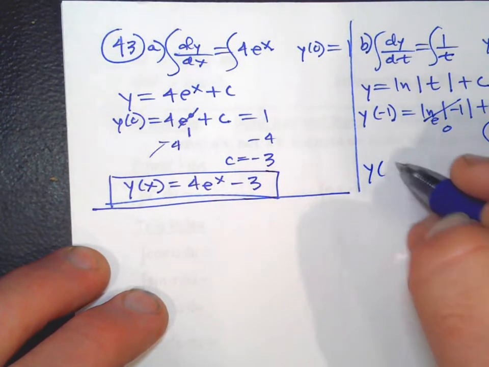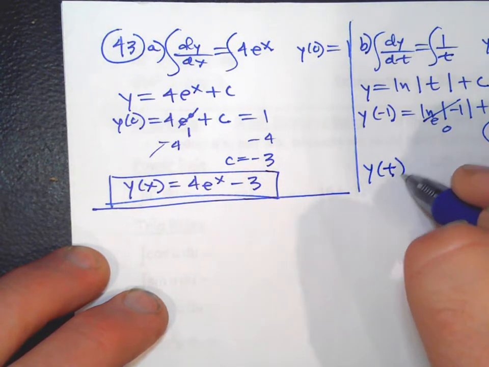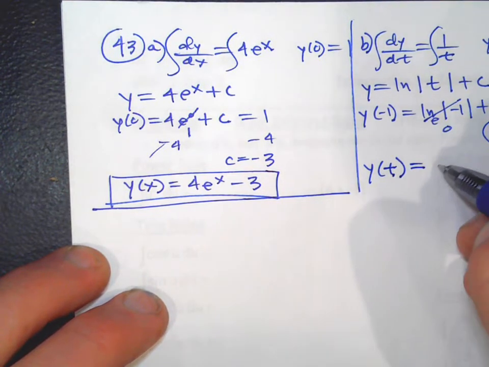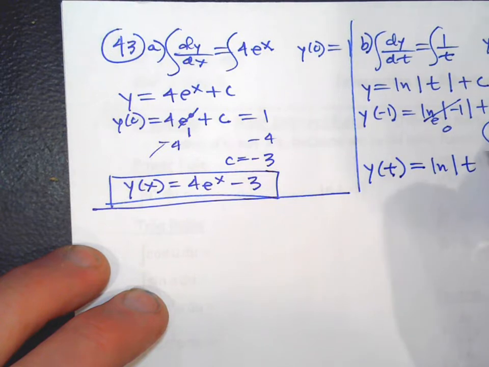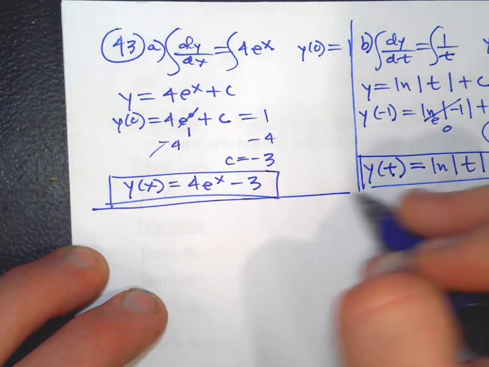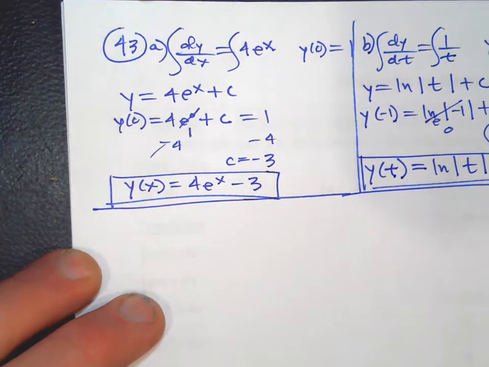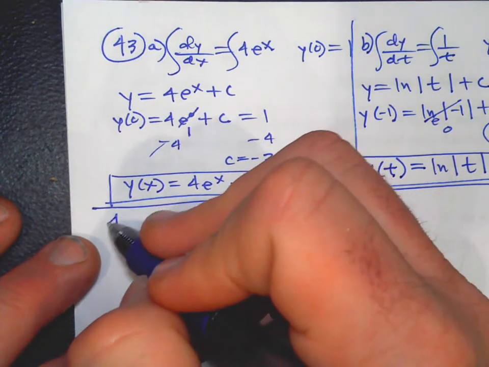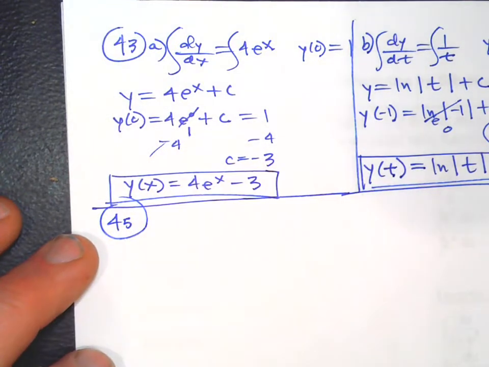So your answer is y of t, I guess, in this problem, equals natural log of the absolute value of t plus 5. You need that. You need those absolute values. You lose points over that. Okay, next problem is 45.